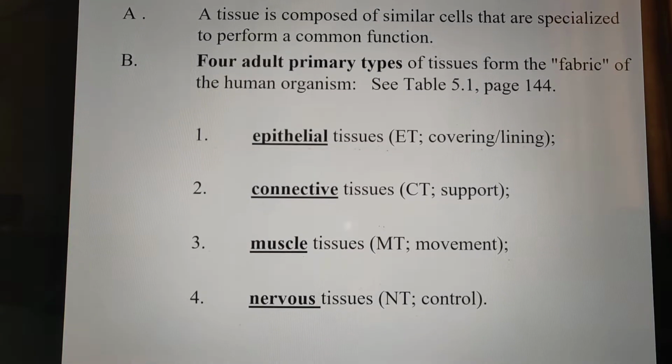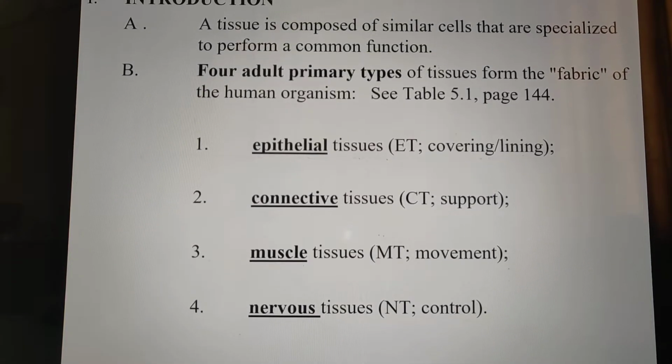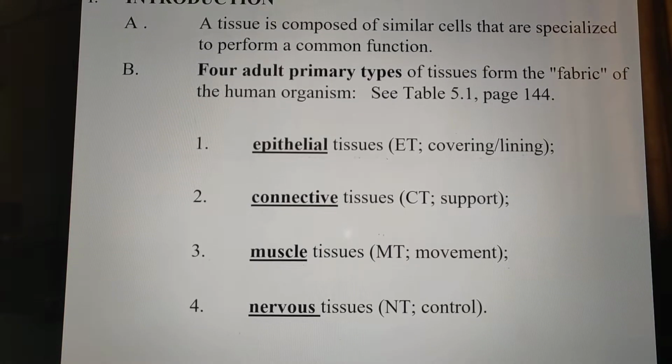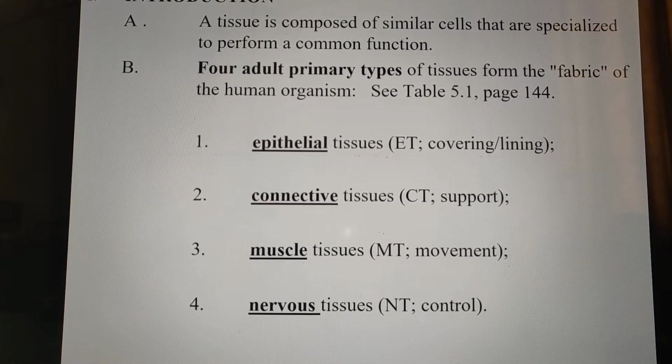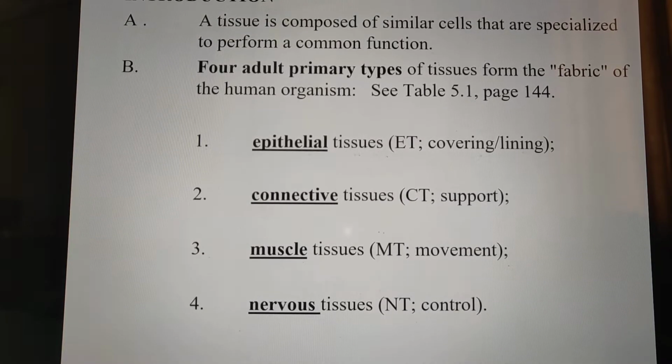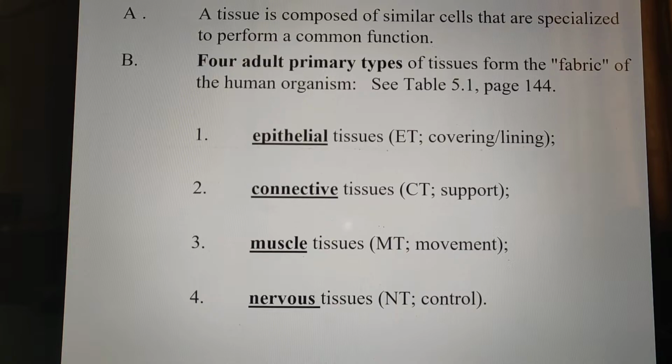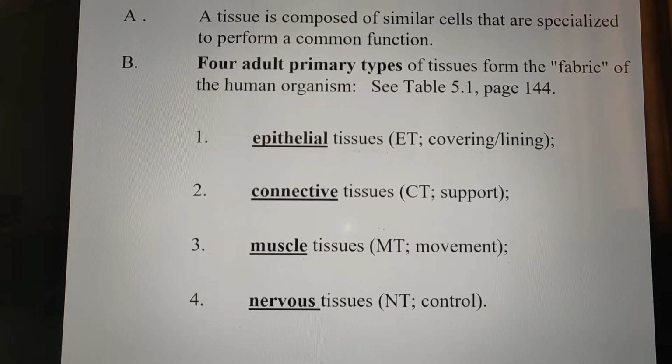Today we will discuss connective tissue. What do we mean by tissue? Tissue is composed of similar cells. Similar means the same kind of cells that are specialized to perform a common function. So all similar kinds of cells performing a common function are called a tissue.